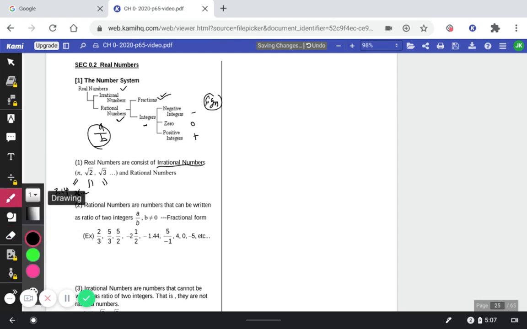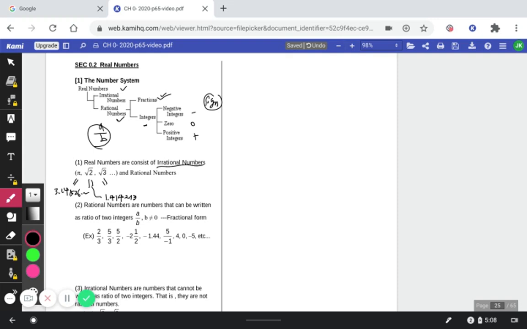Now, radical 2 is also an irrational number. The reason why is that the actual value of radical 2 is 1.414 and goes forever.